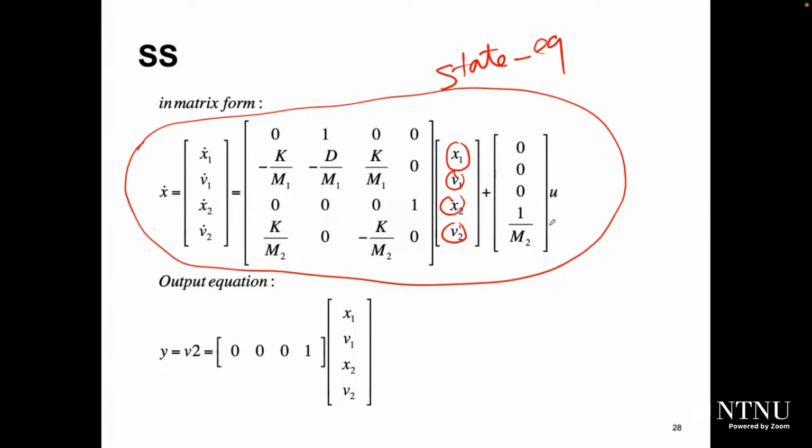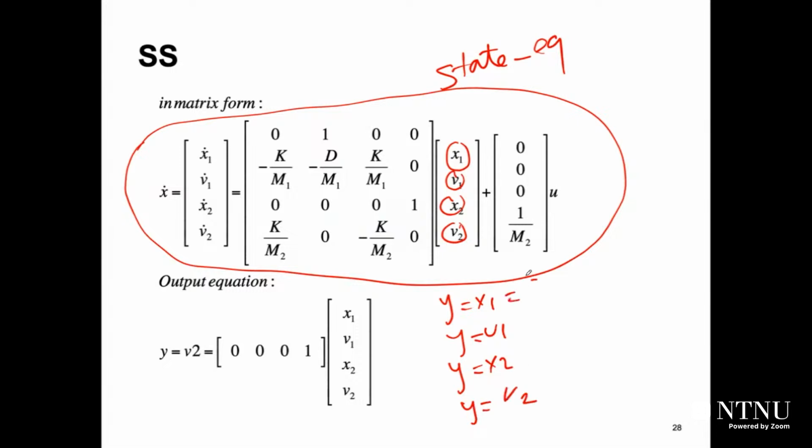So what about the output equation? It's up to you. What do you like to control? Do you like to control the displacement x1? In this case, y will be x1. Do you like to control the speed of m1? Then y will be v1. Do you want to control the displacement of m2? Then y will be x2. If you want to control the speed of m2, then y in this case will be v2, right?